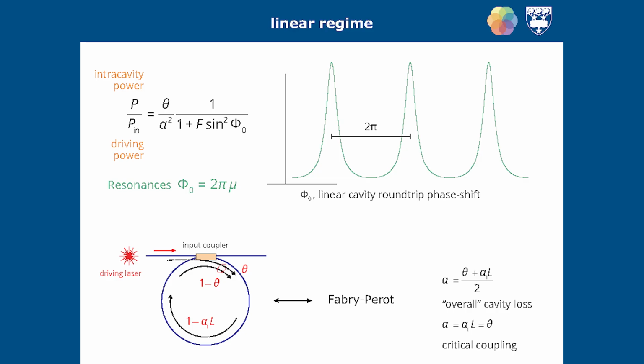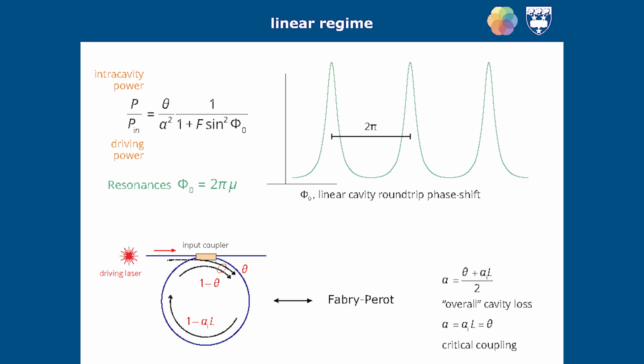In terms of notation, there are going to be some equations I'm going to flash. The one important parameter I introduced is this alpha parameter, which I call the overall cavity loss. It's actually half the cavity loss. So theta is the fraction of power that goes through the coupling here, and alpha IL is the internal loss, the fraction of power that is absorbed over one round trip. So alpha is kind of half those losses. And critical coupling, which you may have heard of, is obtained when alpha equals theta.